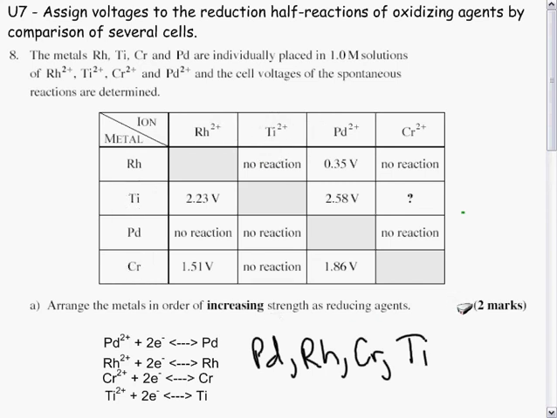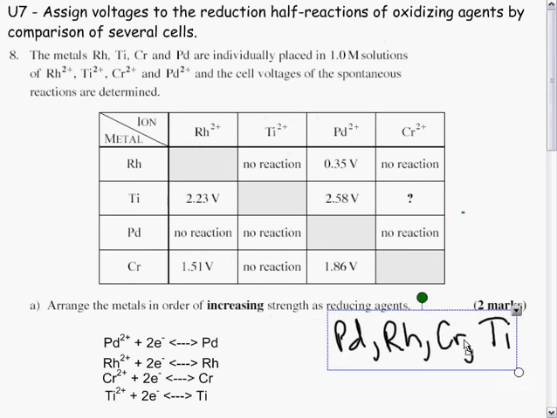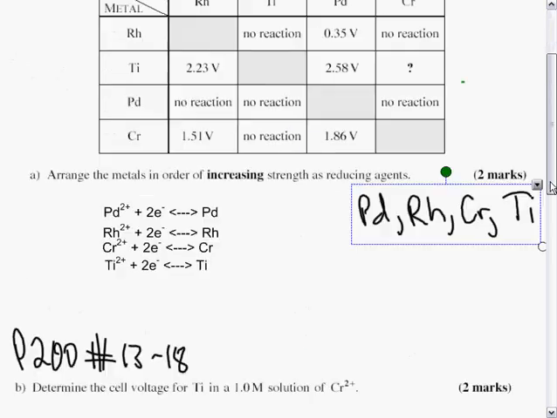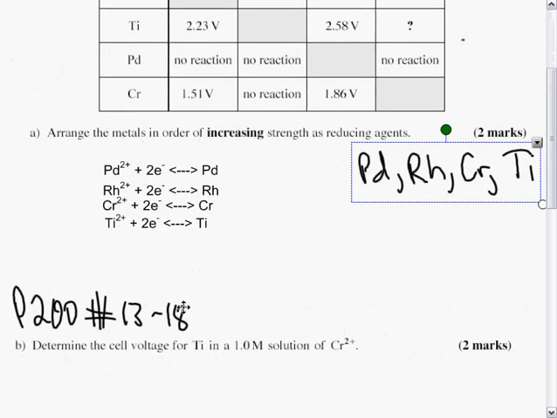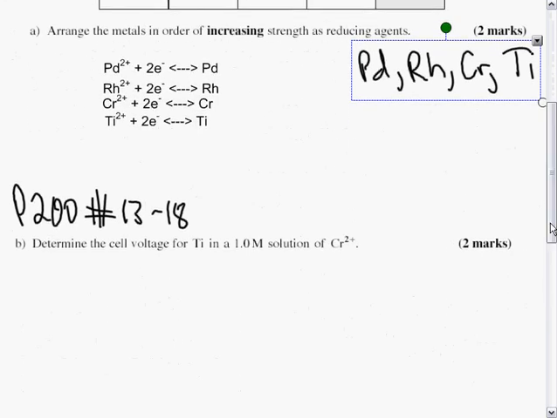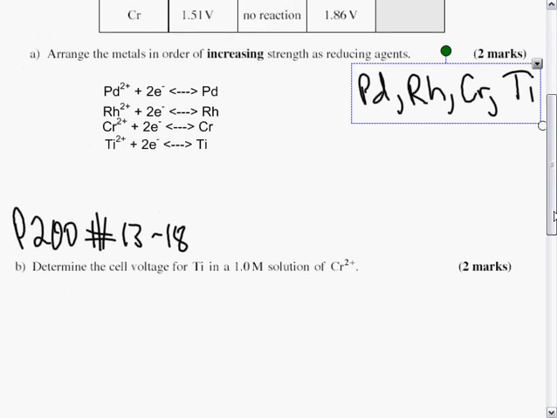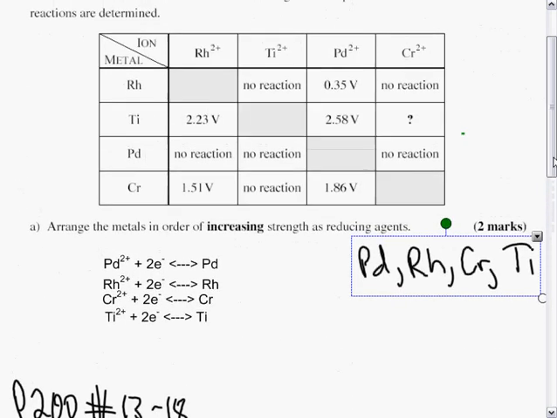Now that's just question A. Question B. Homework tonight, page 200, number 13 to 18 of your Hebdens. Question B, determine the cell voltage for titanium in a 1 molar solution of chromium 2+. So essentially of our original data, they're asking us to fill in that box. I'll give you a few moments to do this on your own, press pause, and then check your answer.